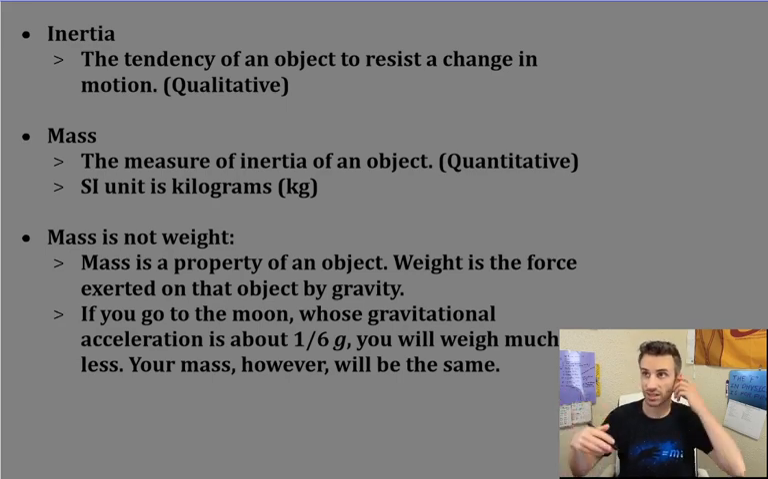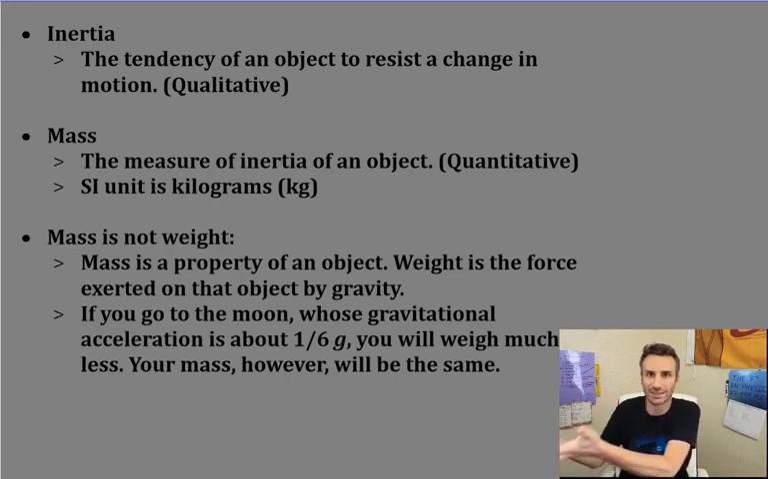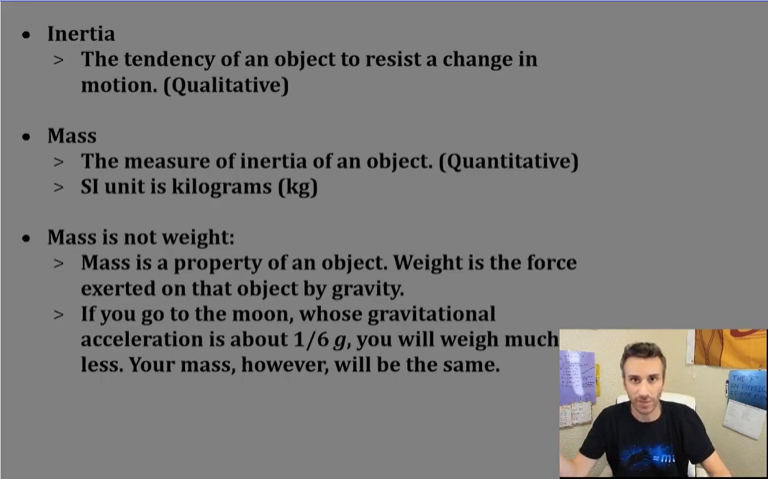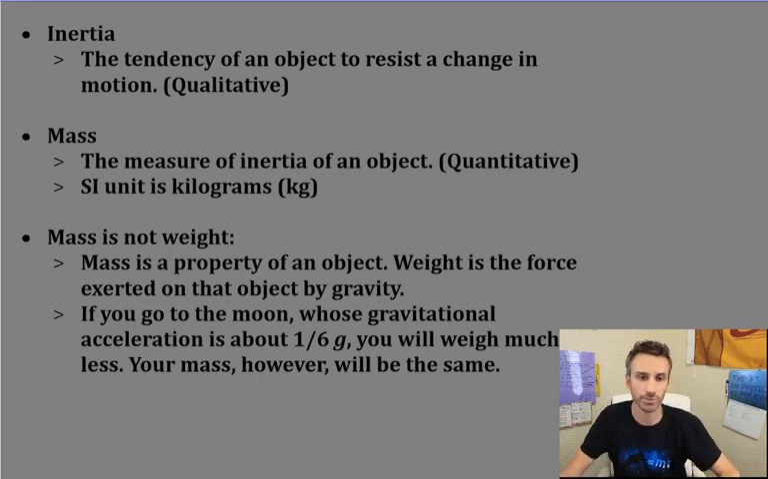It's just that when you say something has a lot of inertia, you're just describing how it's going to behave. If you say it has a lot of mass, okay, well, exactly how much mass does it have? You can give a numerical value to it. Otherwise, inertia and mass are virtually the same.